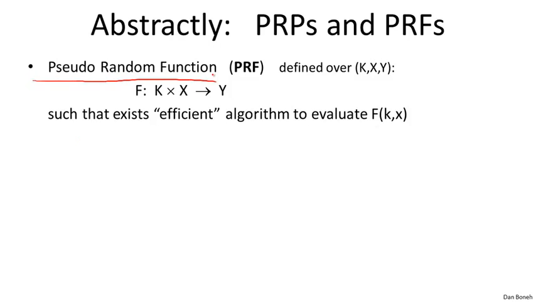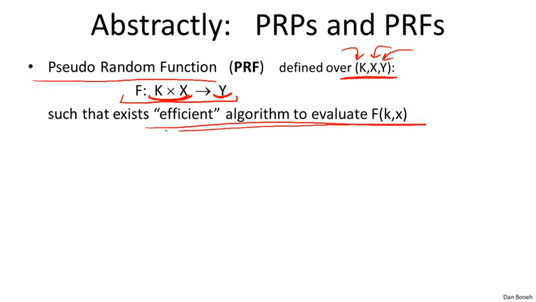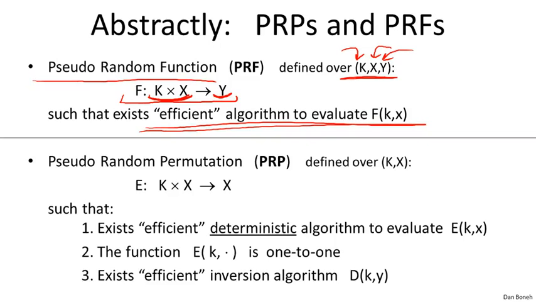So a pseudorandom function is defined over a key space, an input space, and an output space. All it is is a function that takes a key and an input as inputs and outputs some element in the output space. So it takes an element in K, an element in X, and outputs an element in Y. And the only requirement is that there's an efficient way to evaluate the function. For functions, we're not requiring that they be invertible, we just need them to be evaluatable given the key and the input X.